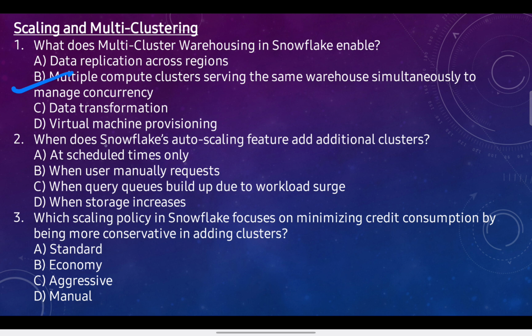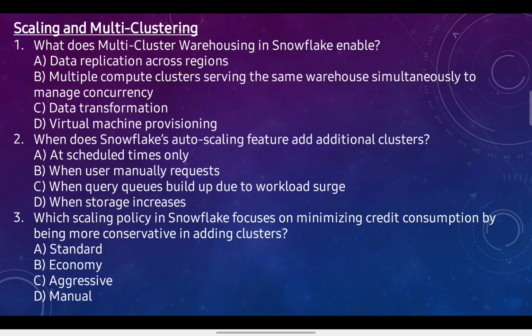The next question is, when does Snowflake's auto scaling feature add additional clusters? As we have gone through, if there are queues of queries, then more clusters will be added. So when query queues build up due to a workload surge, additional clusters will be added. Similarly, which scaling policy in Snowflake focuses on minimizing credit consumption? It's the economy policy, and for performance, the standard policy will be applied.